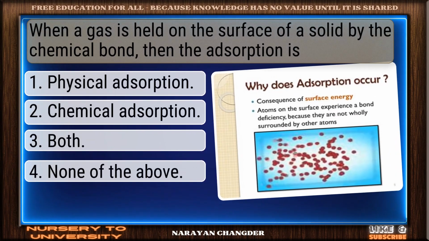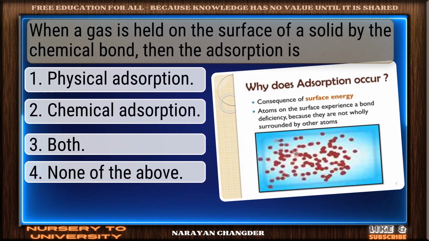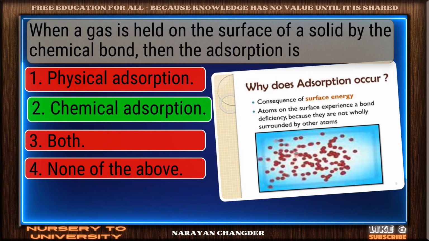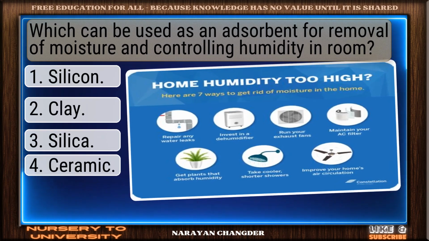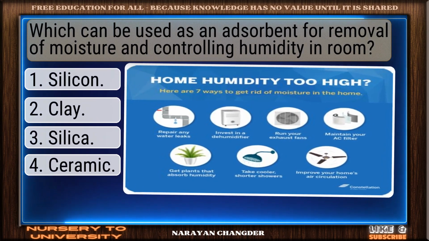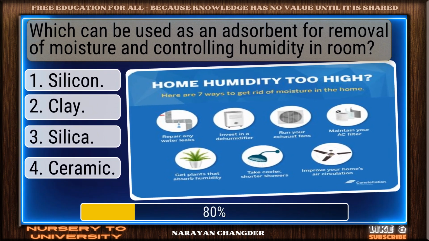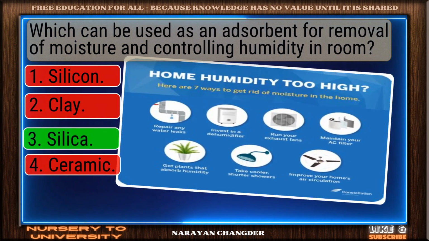When a gas is held on the surface of a solid by the chemical bond, then the adsorption is dash. Solid response. Chemical adsorption is a valid choice. Which can be used as an adsorbent for removal of moisture and controlling humidity in a room? Excellent. Silica is a brilliant choice.